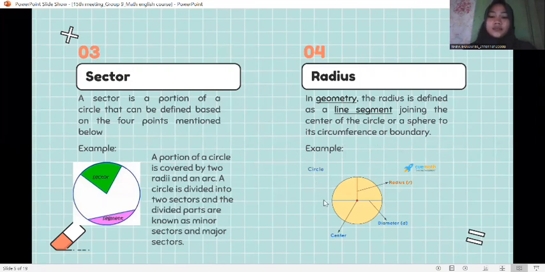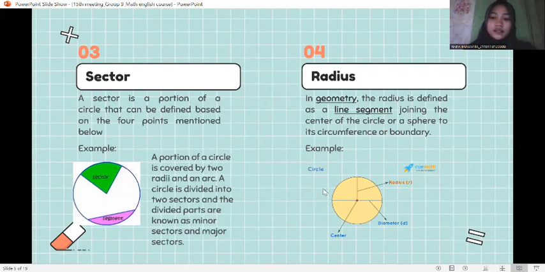The example is from the circle here. From here to here, this is a radius, and from here to here is diameter, and here to here is center. So this is a radius.